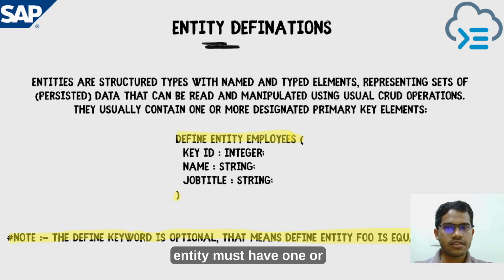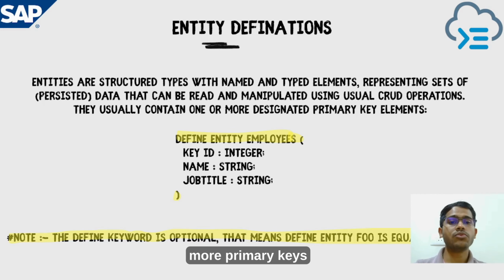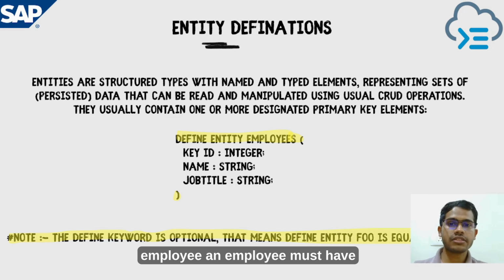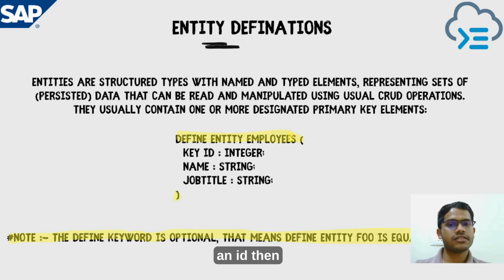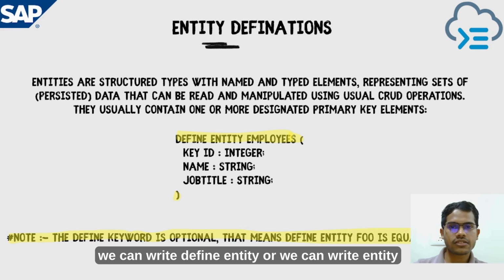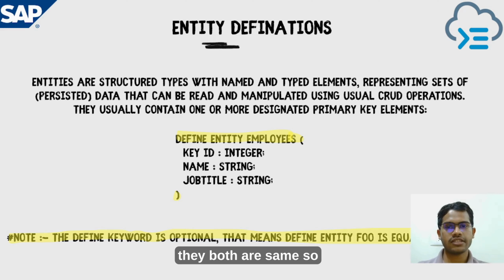An entity must have one or more primary keys. For example, if we take an entity Employee, an employee must have an ID. Then we can have any number of attributes like name, job title, location. One thing to note is that we can either write define entity or just entity. They are both the same. So define entity Employees is the same as entity Employees.